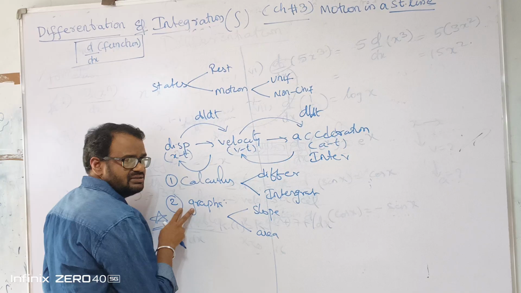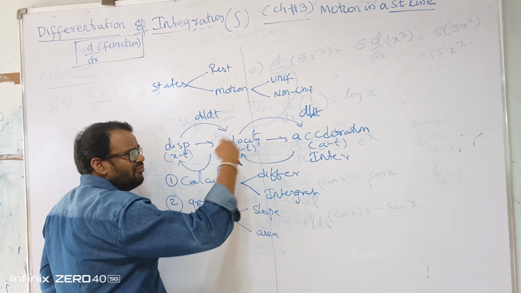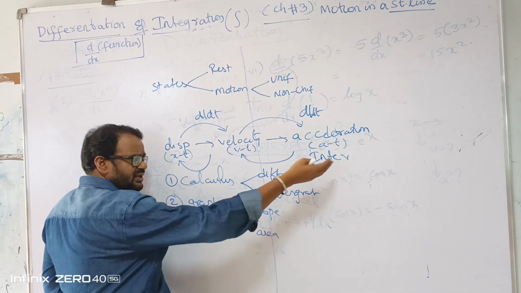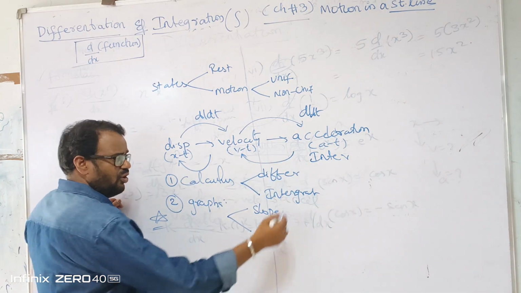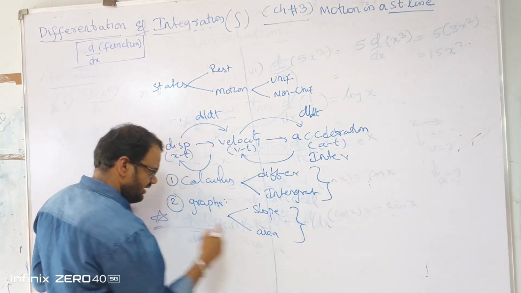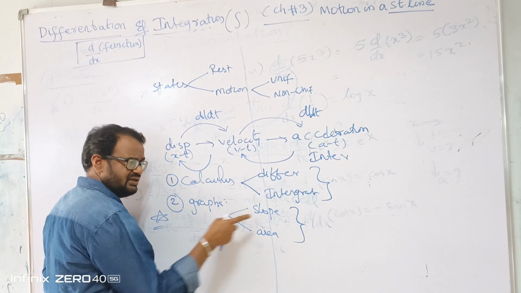By using these two methods, differentiation and integration, you can get from one to the other. By differentiation, you go to the next one. By integration, you go to the previous one. And the same job these two things do in calculus is done by slope and area in the case of graphs also. What is that in the case of a graph?